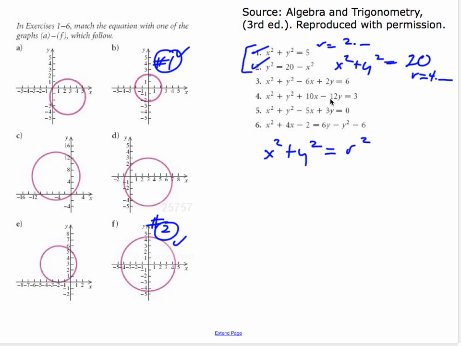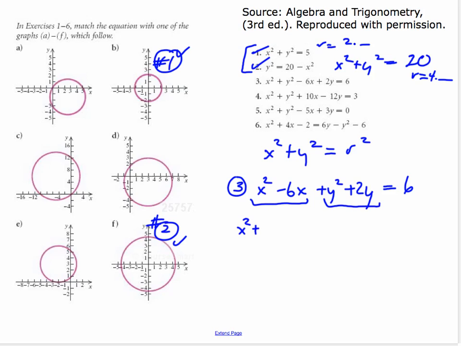So now I've got to go to the next ones. All of them are written in a format that I don't like too much, so what I need to do is convert them. Let's take a look at number 3. 3 is x squared plus y squared, but let's get the x's together, and then let's get the y's together. Minus 6x plus 2y equals 6.